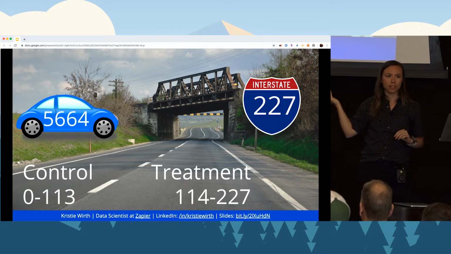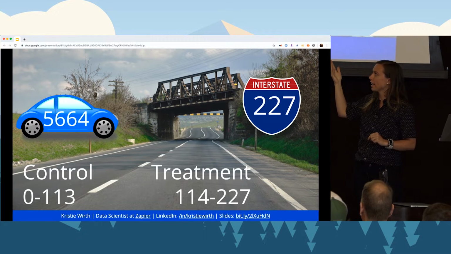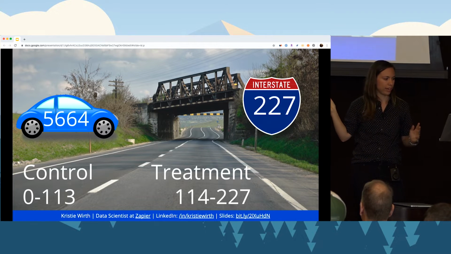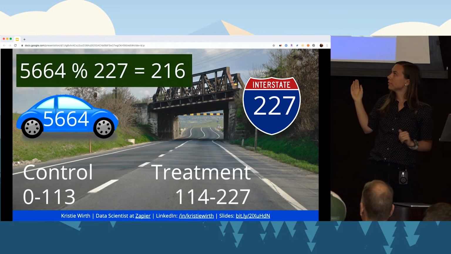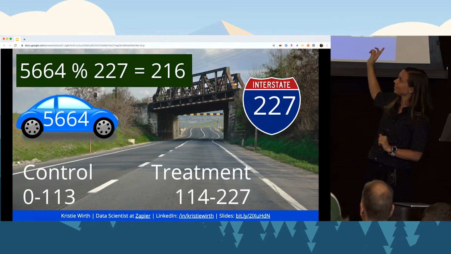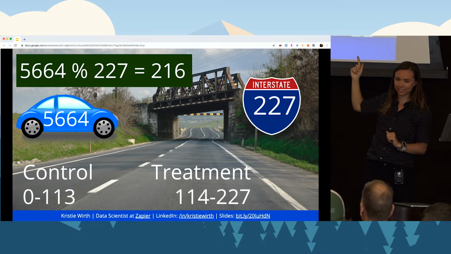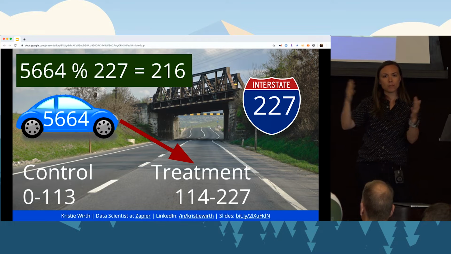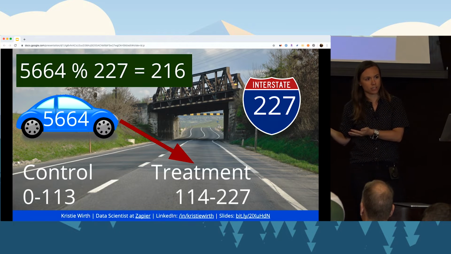So we've got a visitor come along to our website, and this little guy has an identity ID of something like 5664. And we're going to assign him to a condition. How do we do that? Well, we do a little math. We take the identity ID modulo the interstate, and we get a number back. And that number, 216, is in the treatment range of numbers. So this person goes to the treatment.